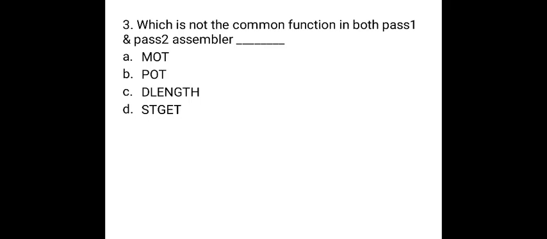The third question is, which is not a common function in both pass1 and pass2 of an assembler? I think you remember, twice I have said that. MOT, POT, DLEN and STGET. You know that MOT, POT and DLEN, that is your machine opcode table, pseudo opcode table, and the length function, will be used both in your pass1 and pass2, but stget is not used in both.